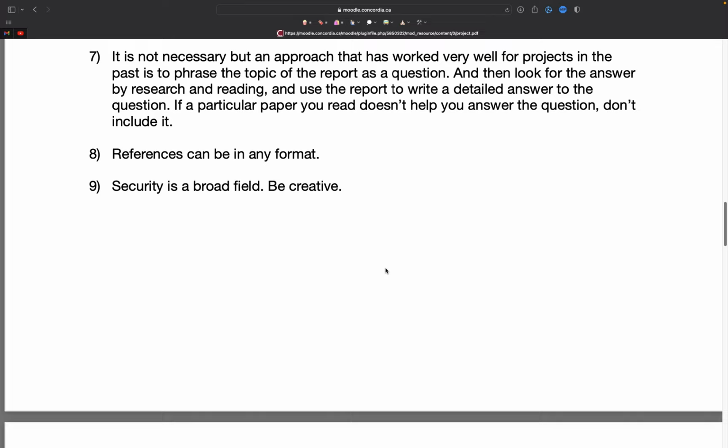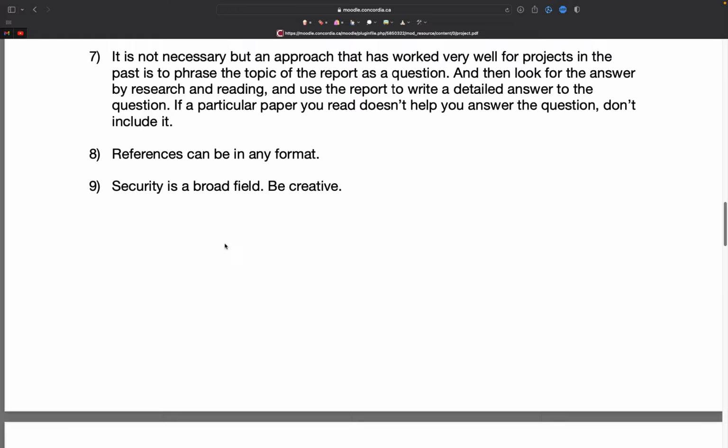So anyways, yeah. References, I don't care about format. As long as I can read and figure out what you're referring to, it doesn't matter. There's a whole bunch of different proper formats, and you don't have to follow any of those.